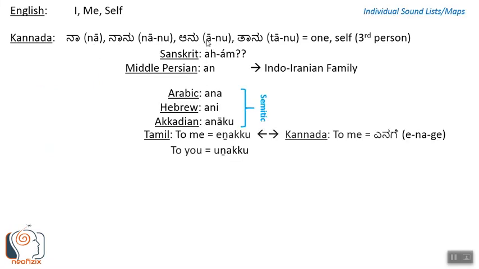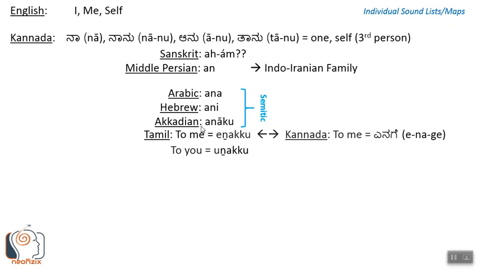Then we find that this word anu also has many related sounds in different languages. For example, it could be related to the Sanskrit aham, and it may be more closely related to the Middle Persian word an, which also means I. So these are the Indo-Iranian family. And also it's related to the Semitic languages like Arabic ana and Hebrew ani. These all mean I or me.